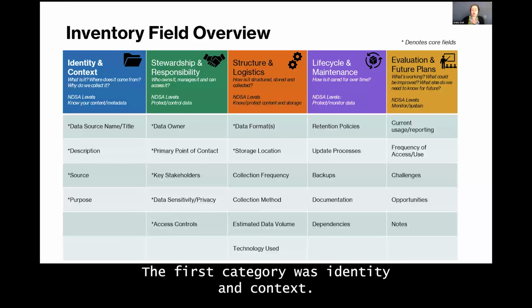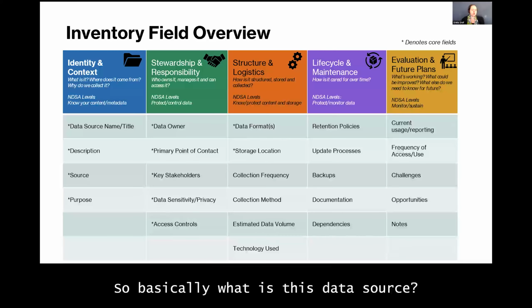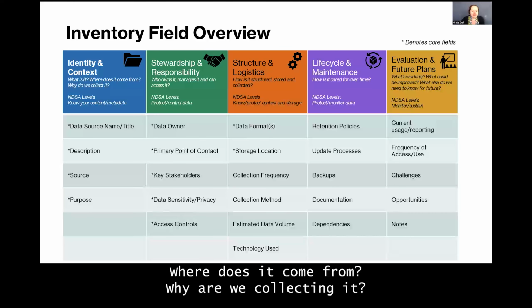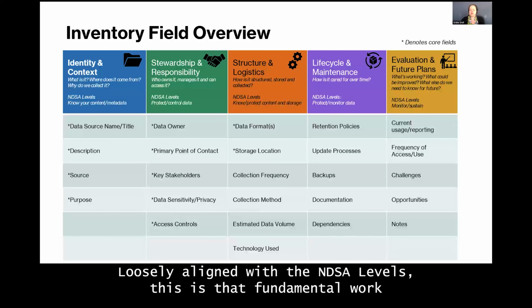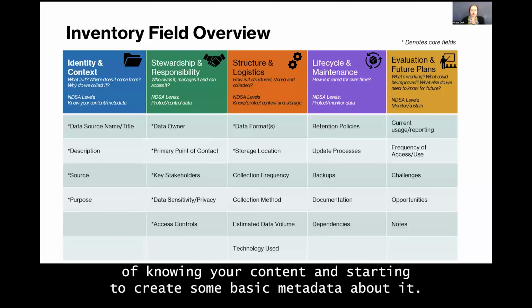So the first category was identity and context. So basically, what is this data source? Where does it come from? Why are we collecting it? Loosely aligned with NDSA levels, this is really that fundamental work of knowing your content and starting to create some basic metadata about it.